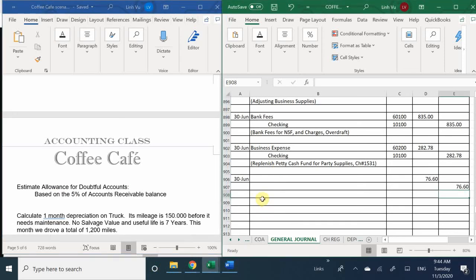How am I going to record this? Is it a debit to allowance for doubtful accounts and a credit to accounts receivable? All right. So you're saying that. Now, question is, if you're going to be using the allowance for doubtful accounts, what criteria do you need to meet in order for you to safely remove from accounts receivable?